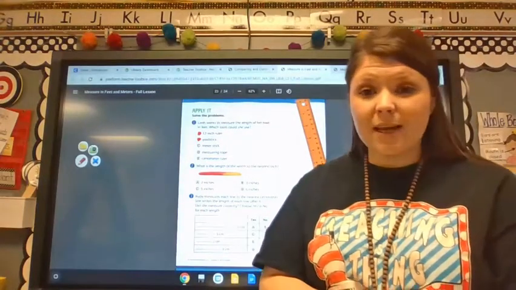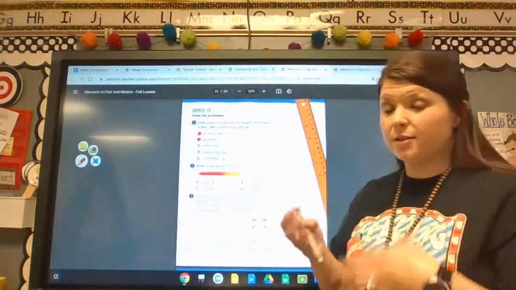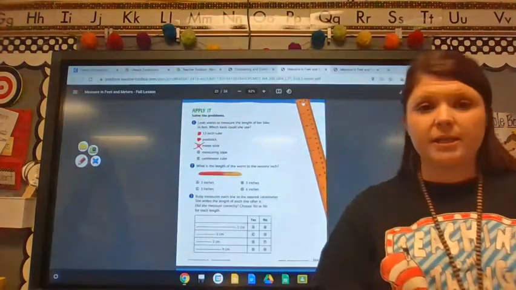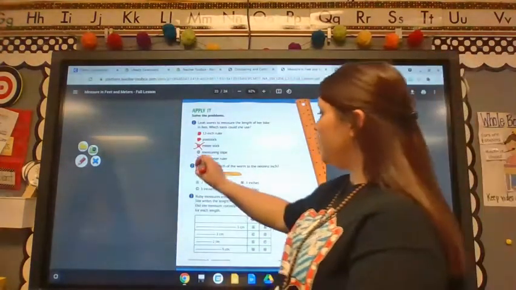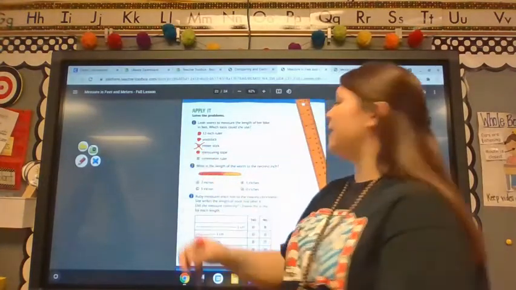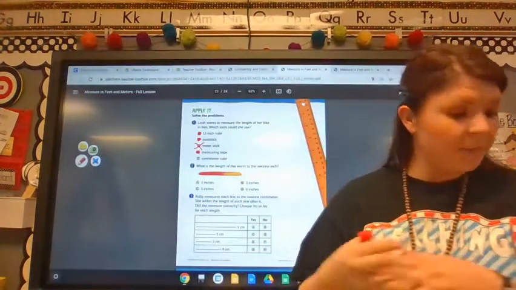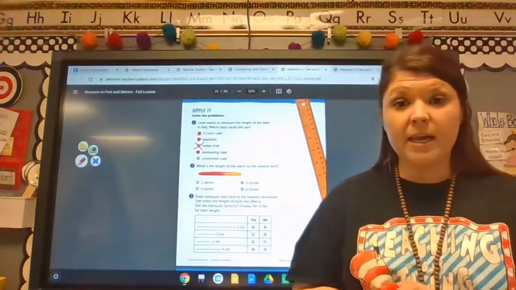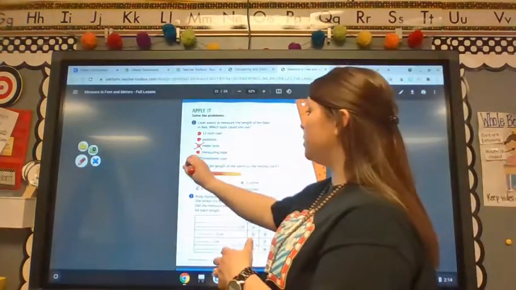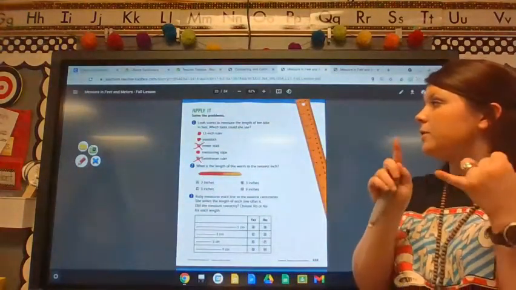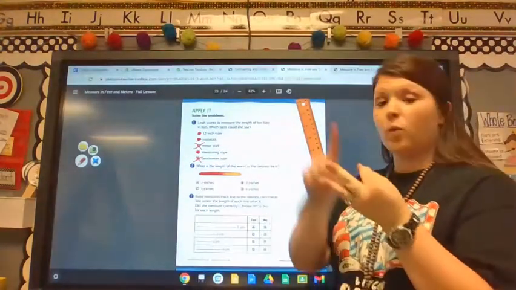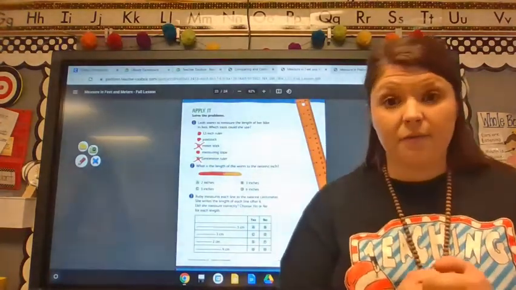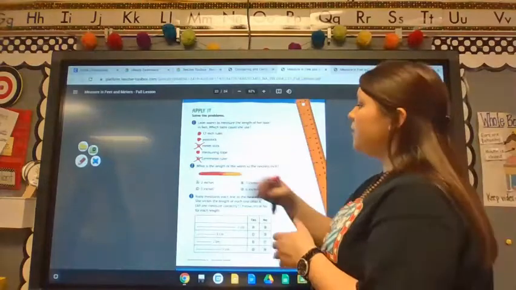No, meter sticks measure in centimeters and not inches, so I couldn't use the meter stick. Could I use measuring tape? I could use a measuring tape because remember, measuring tape has inches and centimeters on it. And could I use a centimeter ruler? No, I can't use centimeters to measure, so I could use a 12-inch ruler, a yardstick, or a measuring tape to measure the length of her bike in feet. Okay? All right, let's go to number 2.